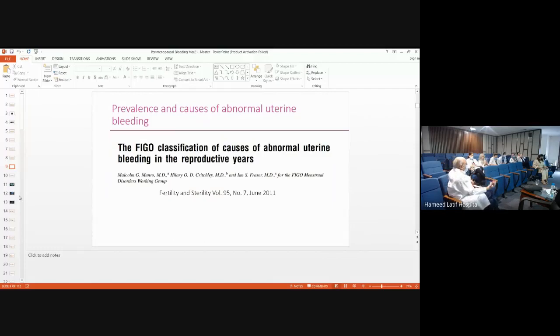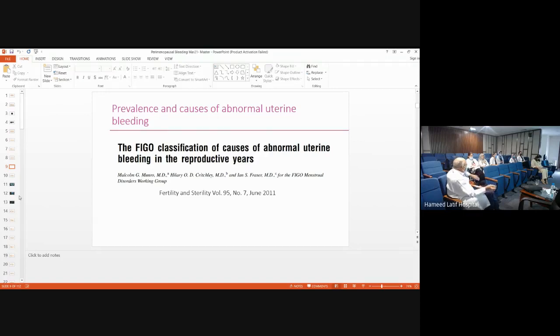Yes, this is actually the classification that was announced in 2009 in the FIGO conference in Cape Town. I attended that conference. Dr. Asher, Yusuf, myself, Rubina, Suhail, we were all there. We attended that, and I remember this presentation which was given by Ian Fraser. He's an Australian gynecologist. He made that presentation over there. And then finally, later on, it was published in Fertility and Sterility, June 2011 edition, the FIGO classification of causes of abnormal uterine bleeding.